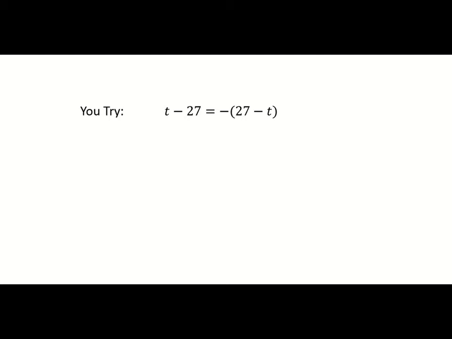To solve this equation, what we first want to do is distribute on the right-hand side of the equation. So since nothing's going to happen on the left-hand side right now, we're just going to drop down t minus 27. And on the right-hand side, we're going to distribute the negative to the 27 and the negative t.